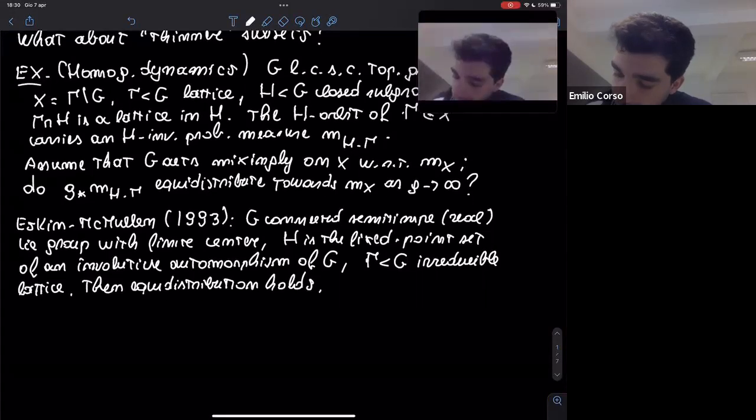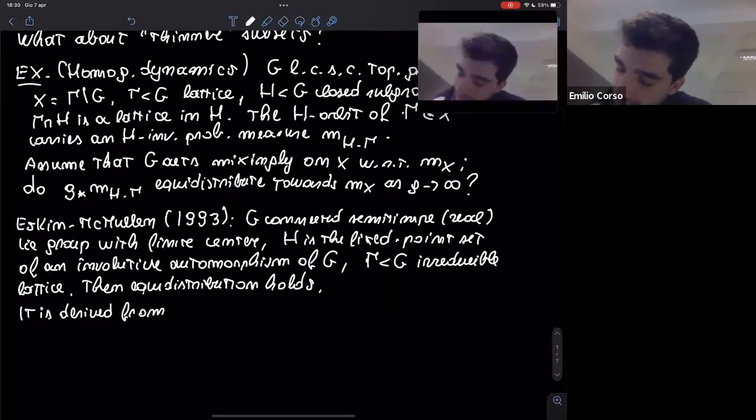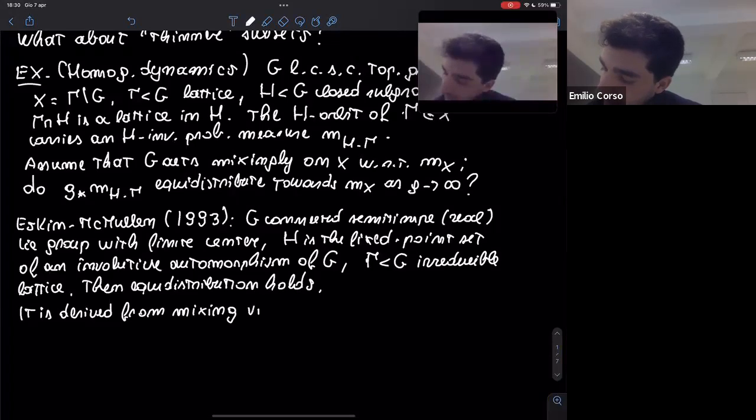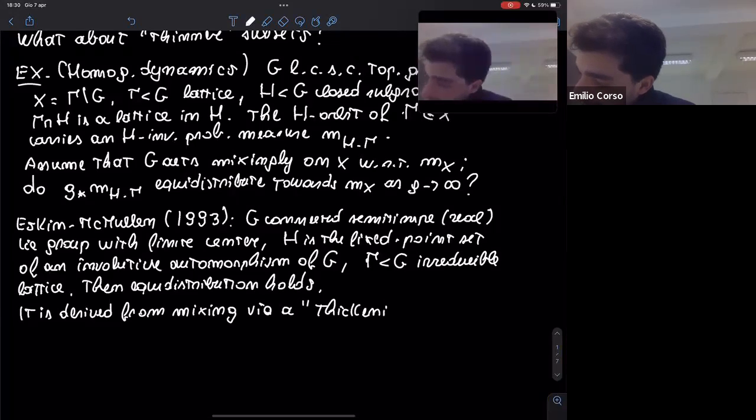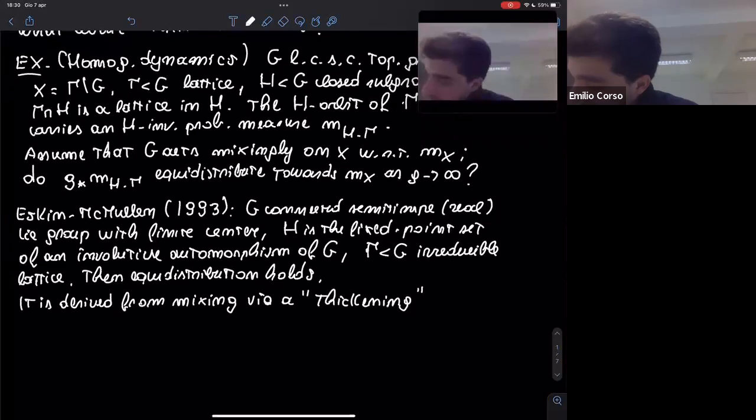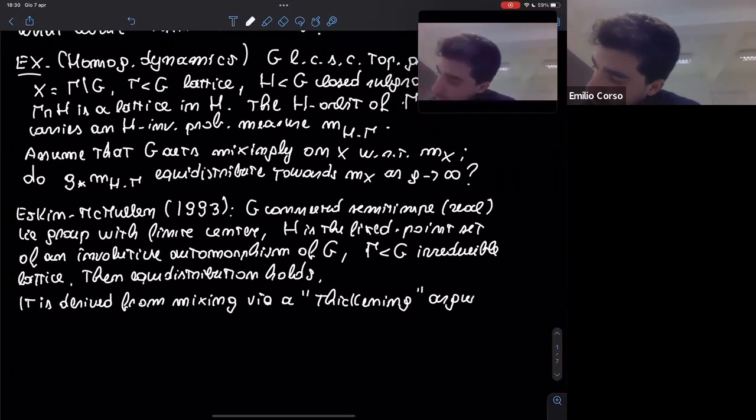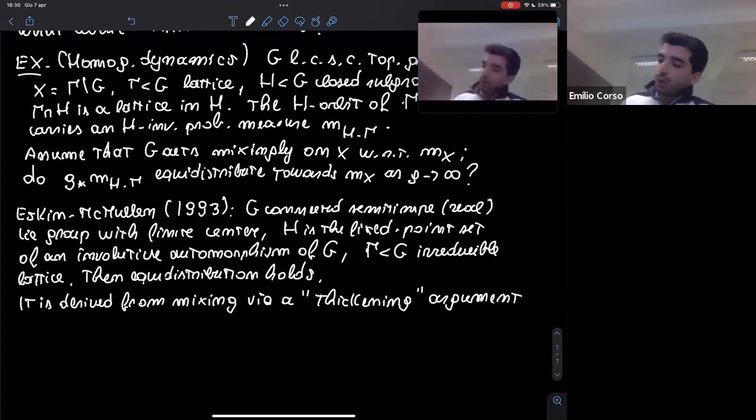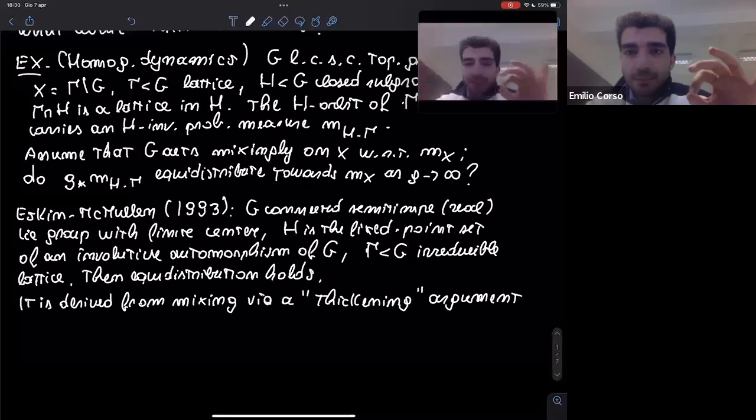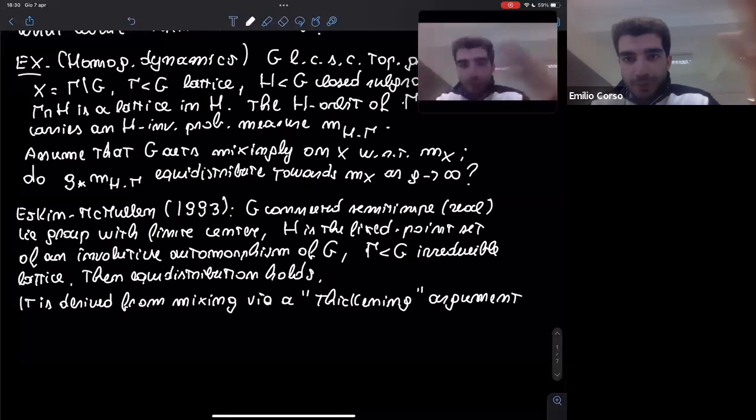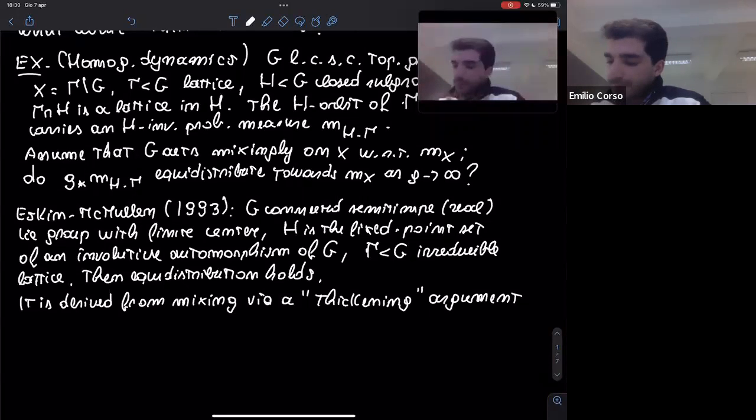And it is derived from mixing via a thickening argument, the so-called banana trick of Margulis. So this should come as no surprise, given what I said at the beginning. Mixing is just equidistribution of thick subsets. And now that you want to deal possibly with lower dimensional subsets, what you do, it's not surprising, is try to thicken them into some positive measure subset and then use mixing. Of course, in order to do this, your space G mod H has to satisfy certain properties.